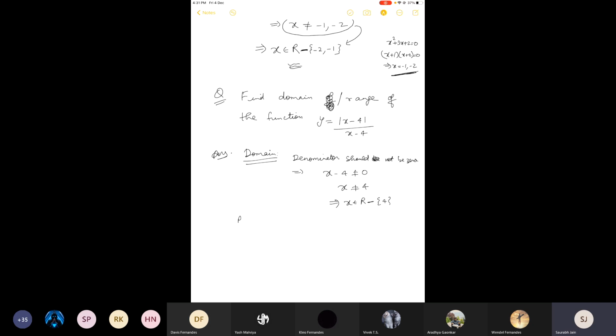Now, what about the range? Think for a moment that range are the values of y, and you have to find the values of y. Just think for a moment, and then we will discuss it.